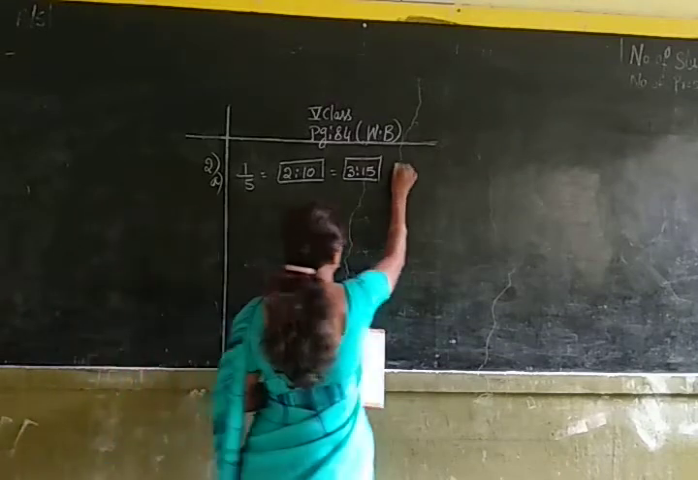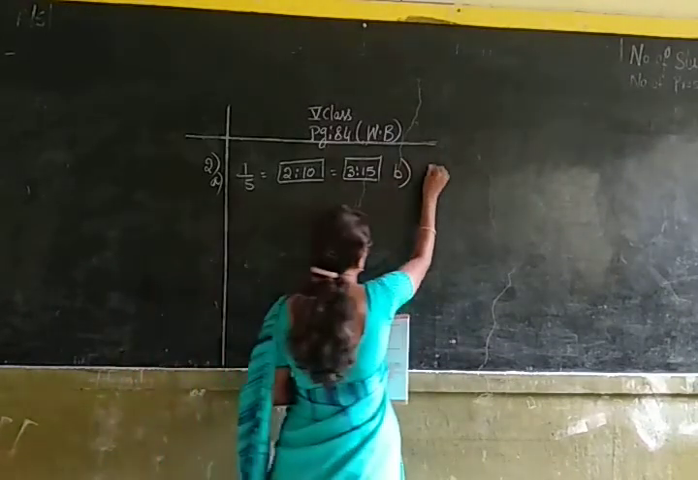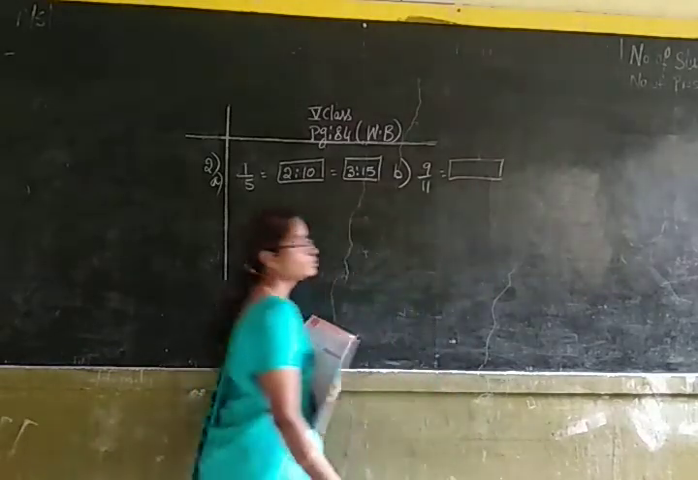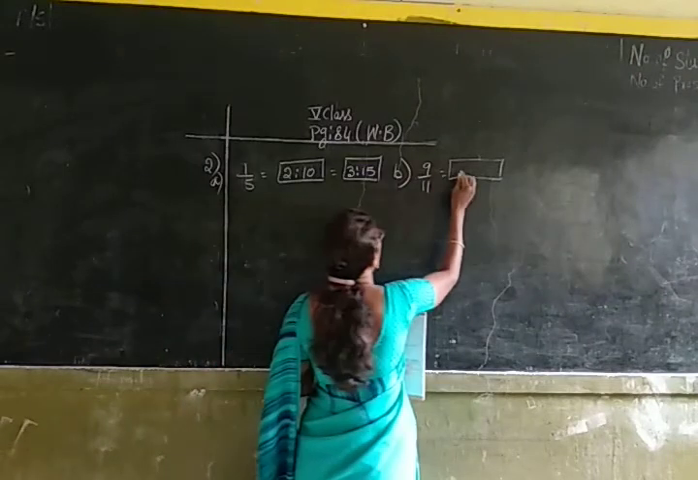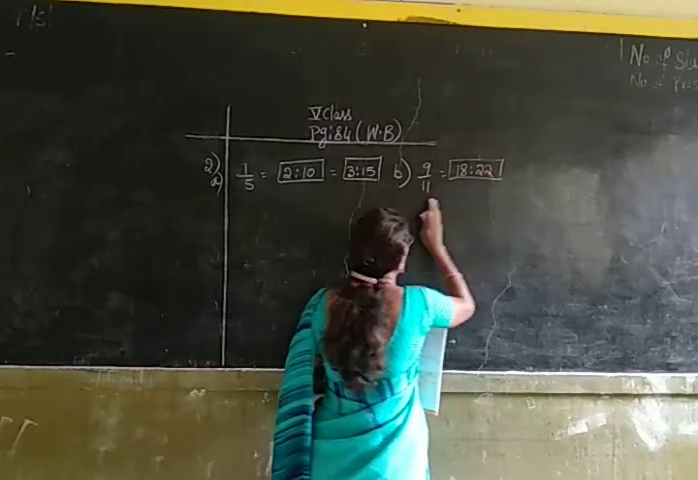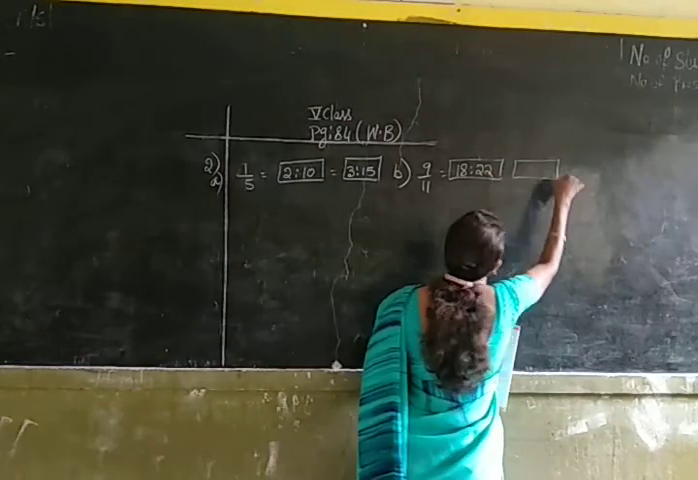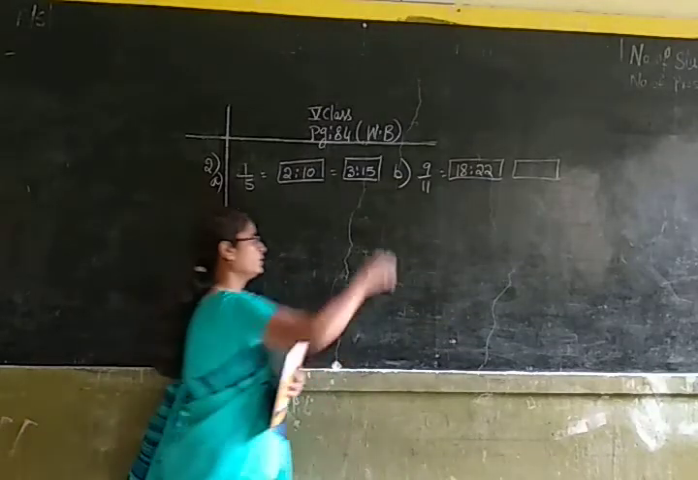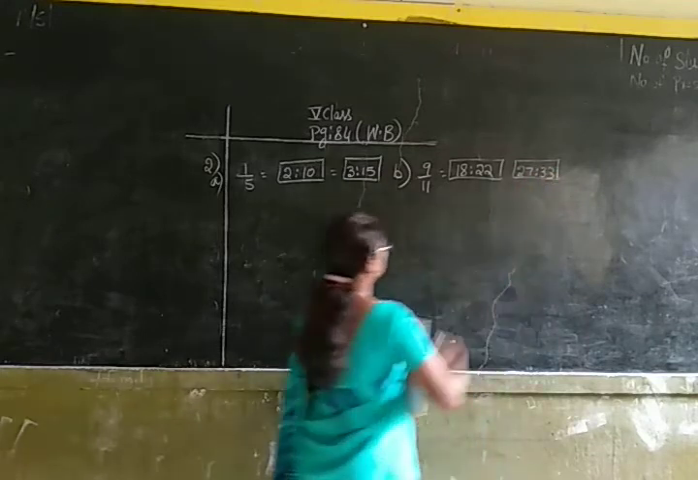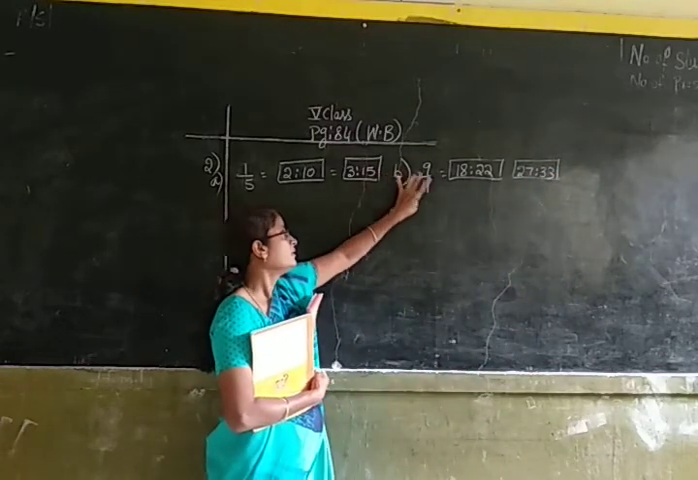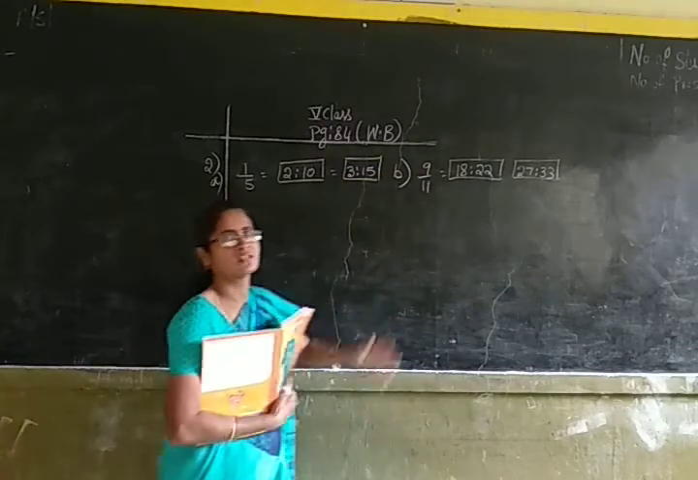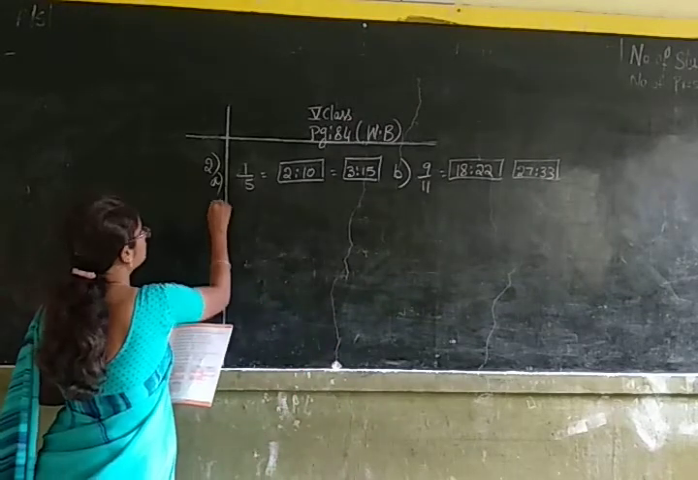Now let us do the B sum. Now let us write down the equivalent ratios for 9 by 11. First let us multiply 9 by 11 by 2 by 2. 9 2s are 18, 11 2s are 22. Now let us multiply 9 by 11 with 3 by 3 to write down the next equivalent ratio. 9 3s are 27, 11 3s are 33. So I got the equivalent ratios. Now let us do C sum.